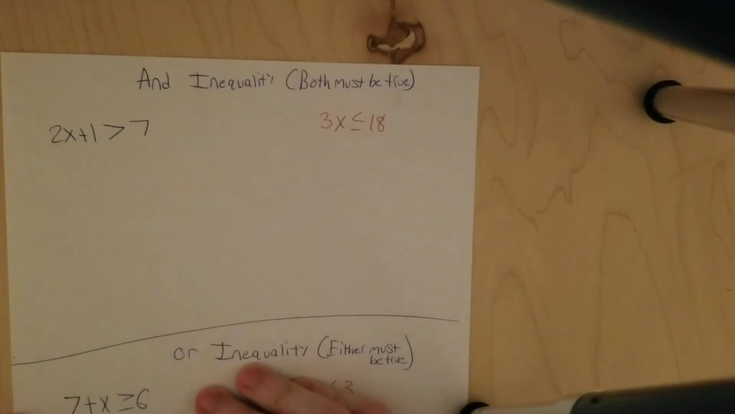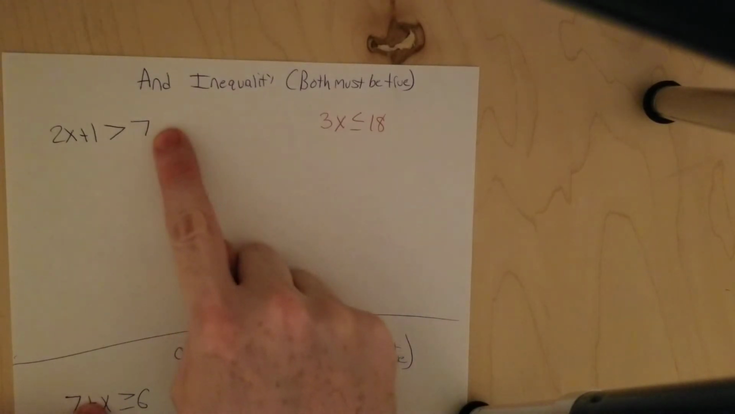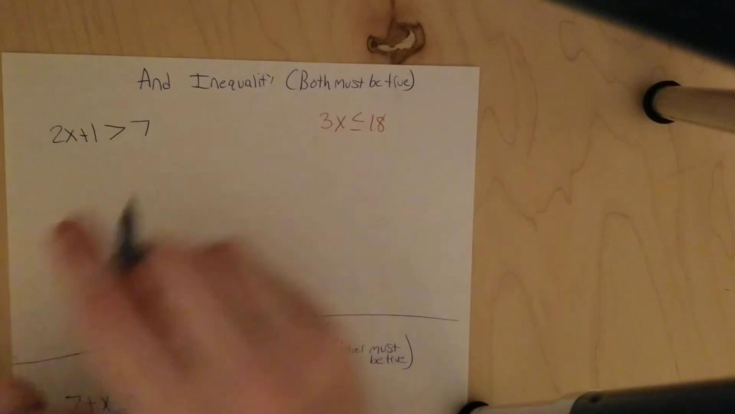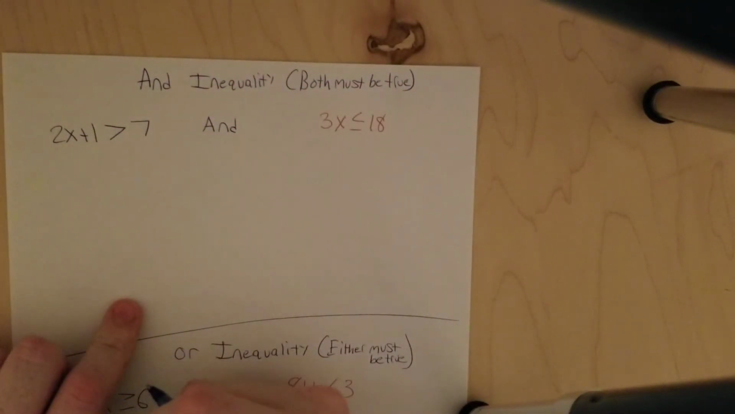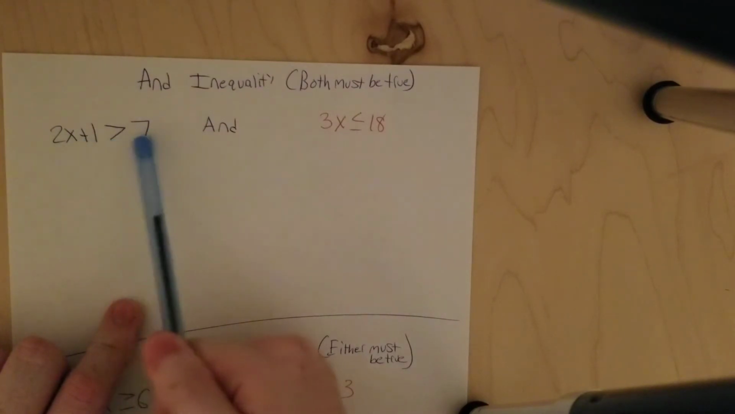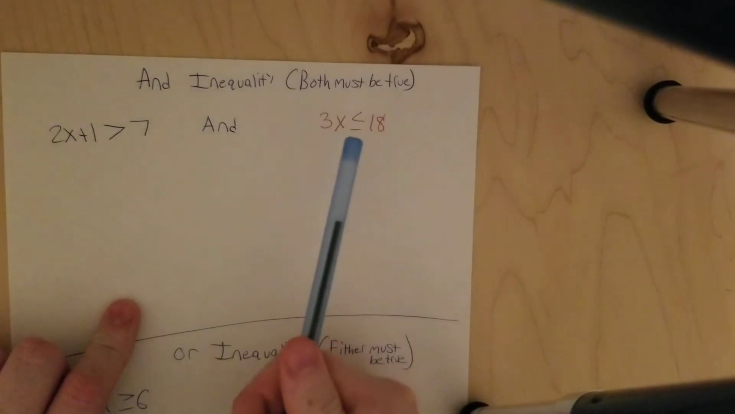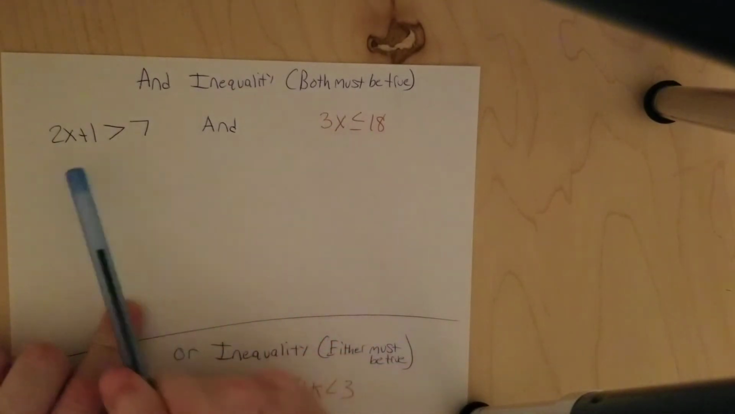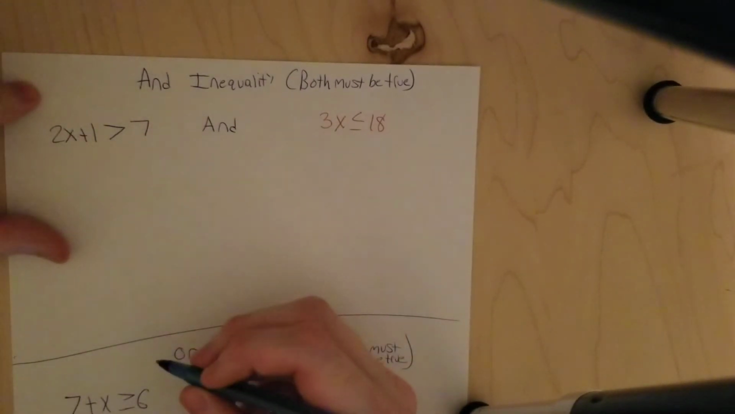Today we're going to be looking at multiple inequalities at once. There's two cases. The first case is if you have an "and." They'll give you two inequalities and say that both of these need to be true. For example, in this first problem we have 2x plus 1 is greater than 7 and 3x is less than or equal to 18. So we're trying to find the set of numbers that would make both of these true. And we'll see why that is at the end.